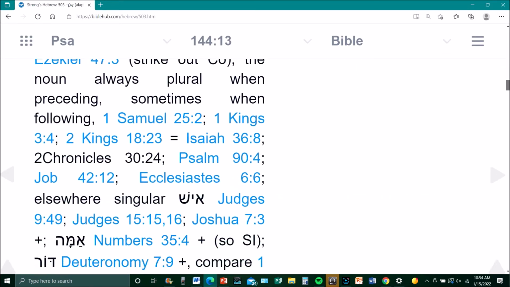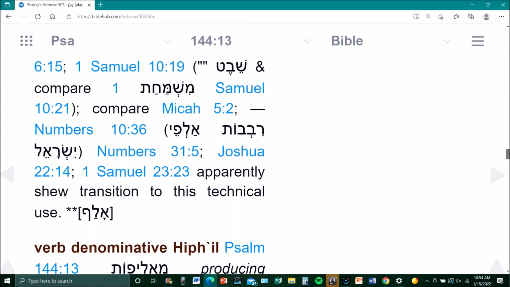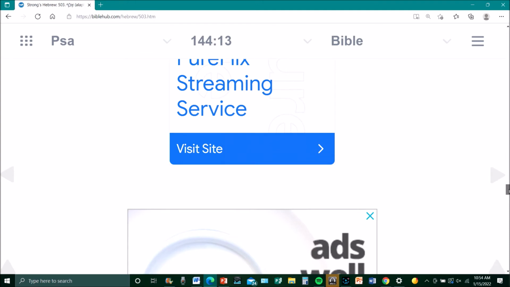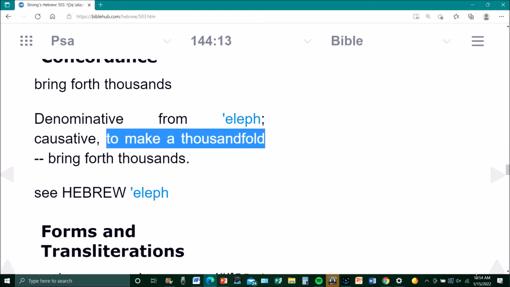So scrolling all the way down, this is meaning, as you saw, to produce thousands. Here we go. It's from Aleph. We looked at that. Causative, to make a thousandfold. So when you've heard me say in the past the thousandfold anointing, and Ken was sharing with you that once we become the Alephim, when we become one, the mystery of the many of the one, we have the power to the power of 10. That's what we're talking about here.